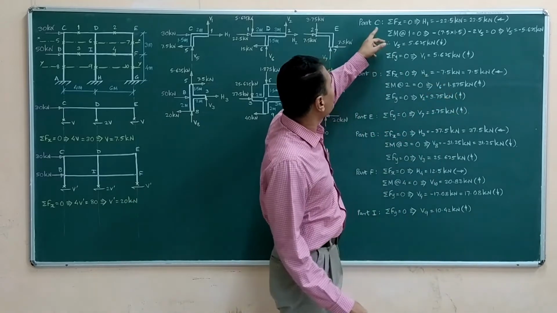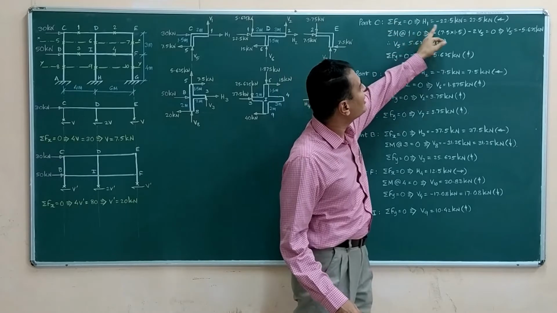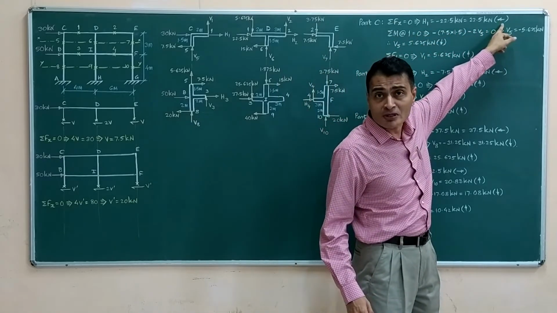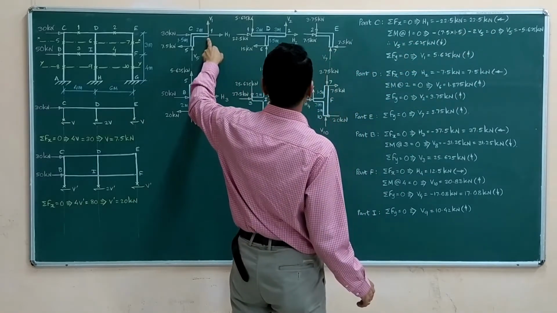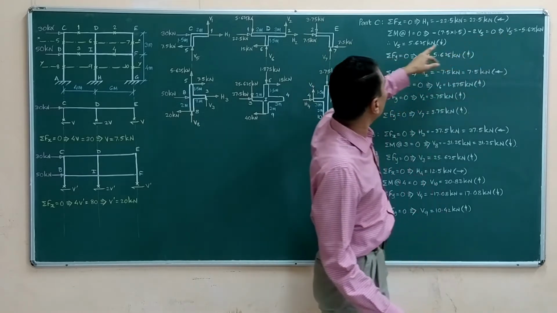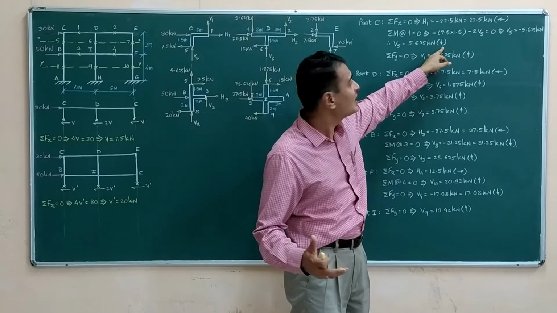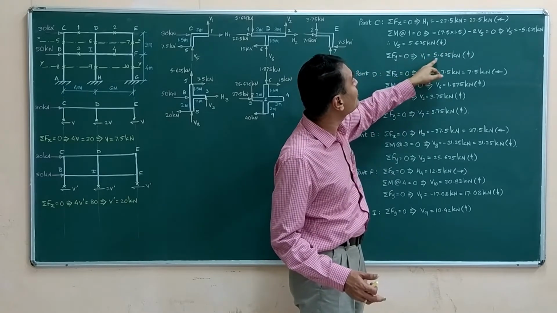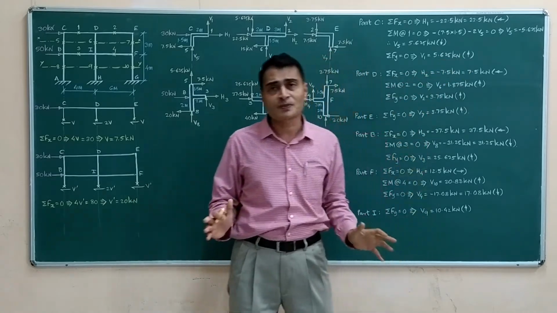So I have written part C. I have applied sigma Fx equal to 0. I get H1 is equal to 22.5 kilonewtons leftwards. I apply sigma m about 1, that is this joint, equal to 0. I get V5 is equal to 5.625 kilonewtons downwards. And if I apply sigma Fy equal to 0, I get V1 is equal to 5.625 kilonewtons upwards.